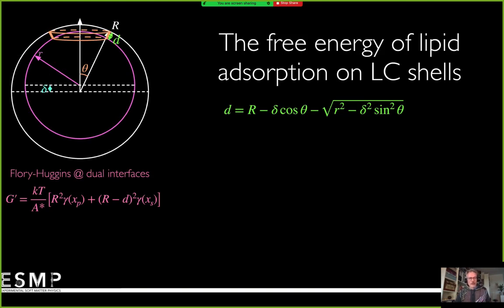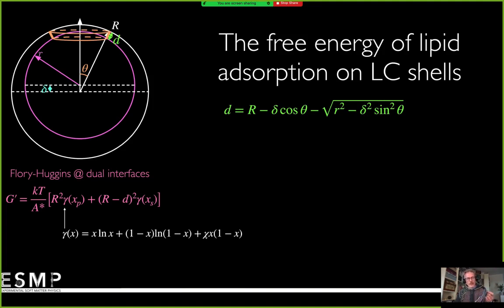So similar to Nick's approach, we take the Flory-Huggins term, but now, of course, we have two interfaces. So the term that Nick used, that's just in this gamma. And you see we have an XP and an XS.